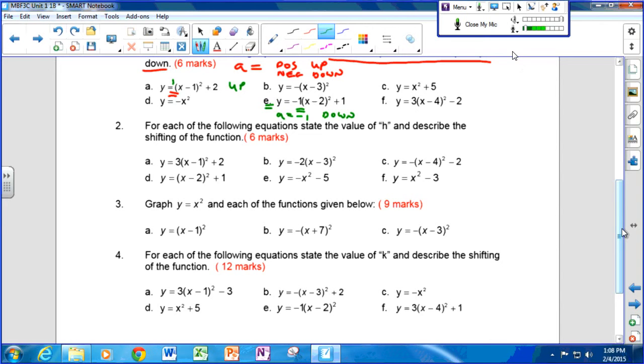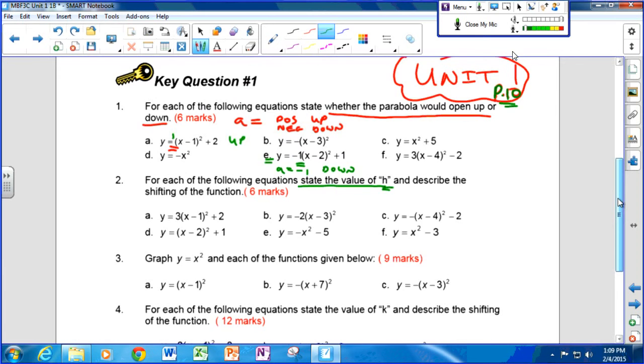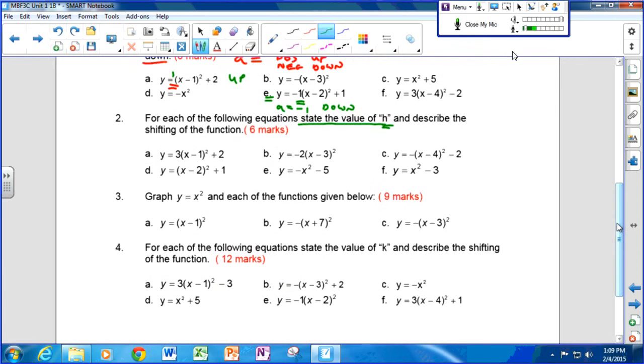Now, a little more challenging is question 2, where we want to know what is going to happen with h. It says, for the following equations, state the value of h. That's an important thing. I don't think it said that for question 1. So we want the value of h and describe the shifting of the function. So we better describe the shifting of the function.